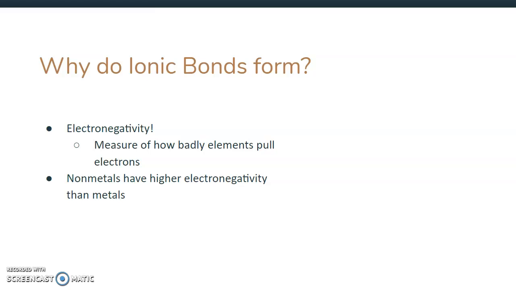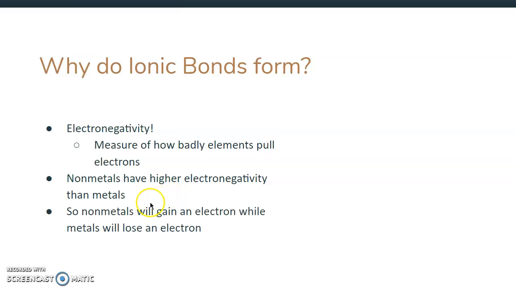So nonmetals will have higher electronegativities than our metals. For example, when we talked about our periodic table, we talked about things like fluorine and chlorine, things in the top right of our periodic table, which had the highest electronegativity. So they are going to steal the electron from our metals, which have low electronegativity. So our nonmetals will gain an electron while our metals lose an electron.